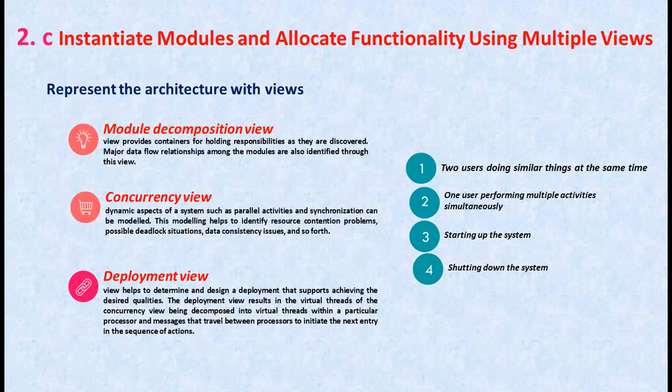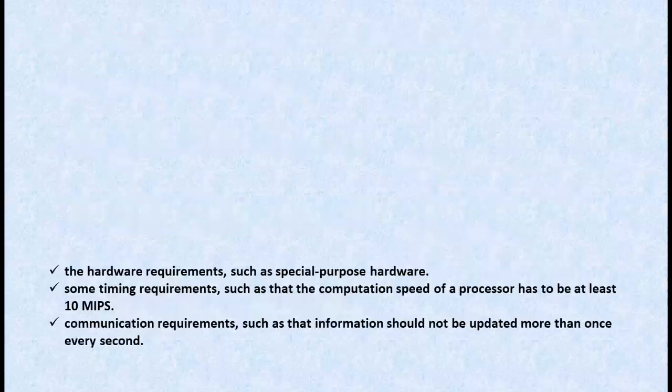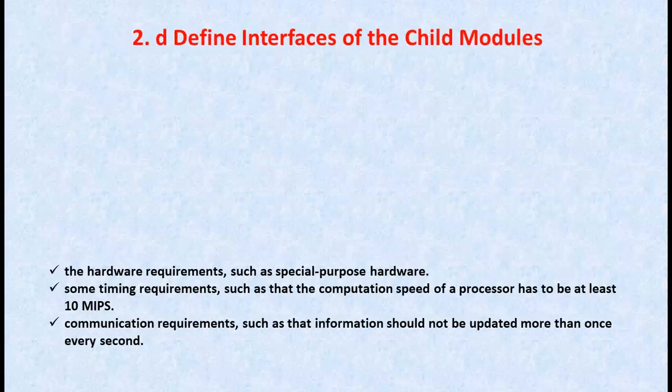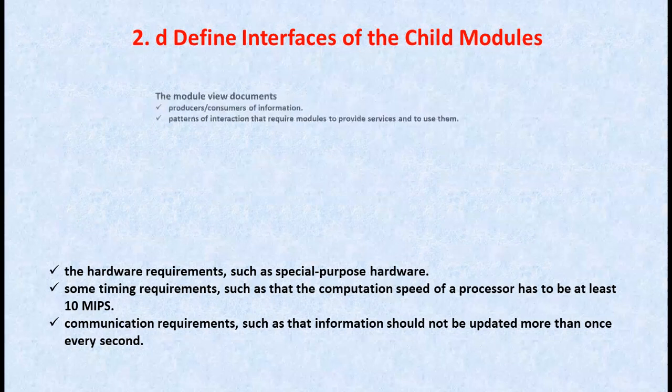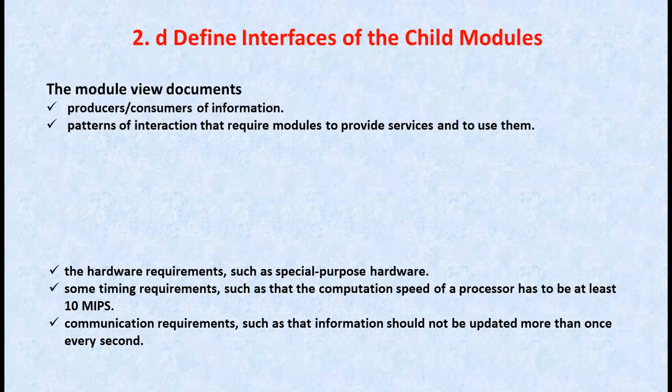And here some modules must be responsible for managing the communication, and these modules must be recorded in the module decomposition view. So here, next, we need to define interfaces of the child module. Defining the interfaces of the child module, the purpose of an interface of the module is to show the services and the properties that are provided and required. This is different from the signature. It documents what others can use and what they can depend on.